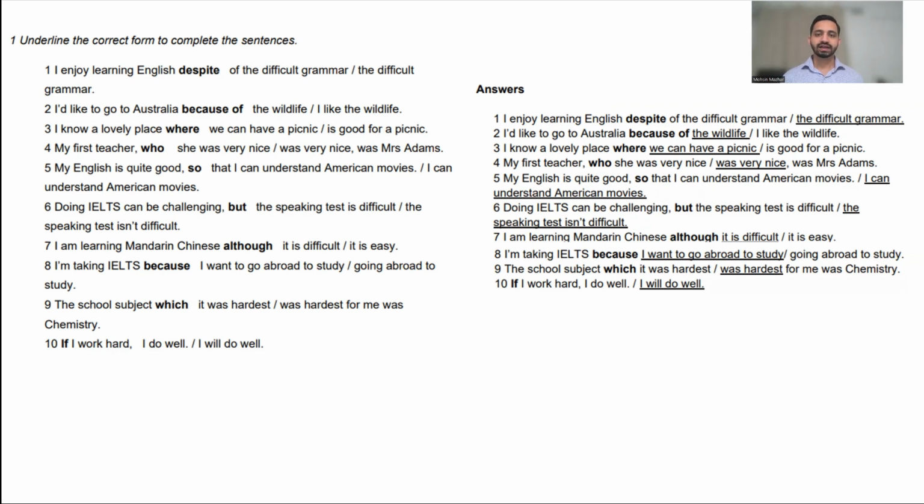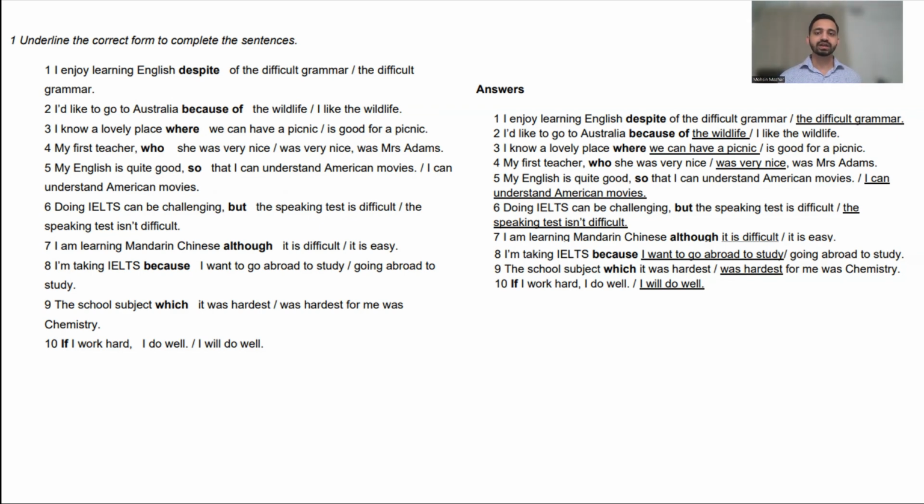Number two, I'd like to go to Australia because of the wildlife, not because of I like the wildlife, right? Or you could say because I like the wildlife, all right? So when you're using because of, you have to use the noun straight away, okay? You can't use the subject. So that's the structures of grammar that you need to know.